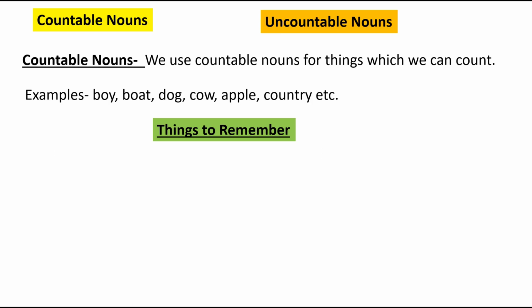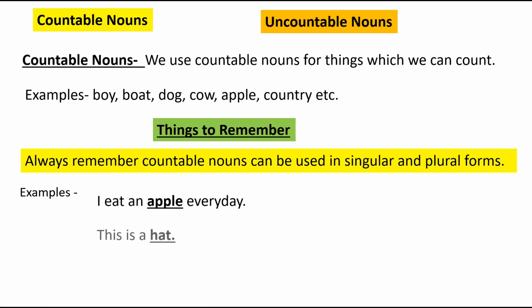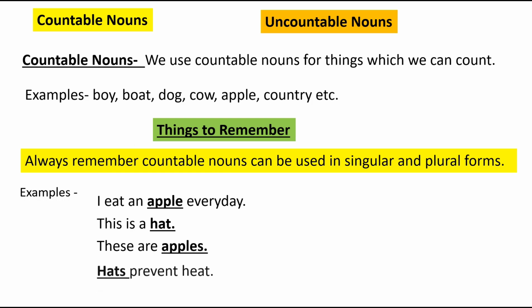Now, some things are there that we should remember. Number one, always remember countable nouns can be used in singular and plural forms. How? Examples: I eat an apple every day. This is a hat. These are apples. Hats prevent heat. Okay, so I eat an apple every day. How many apples? An apple. Okay, so here apple is used as singular form.